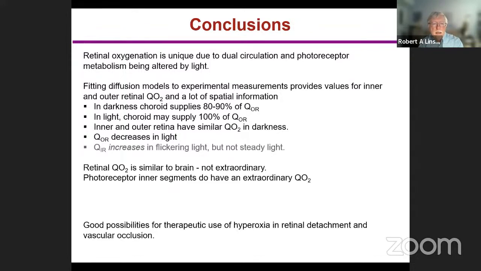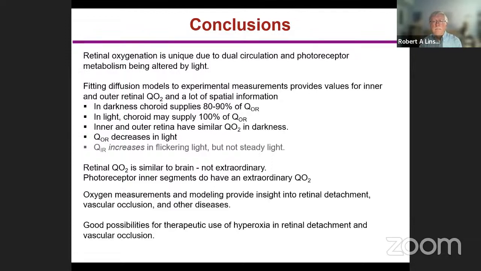It's also interesting that retinal oxygen consumption is similar to the oxygen consumption of the brain. It's not really extraordinary, although photoreceptor inner segments, if you isolate just that little piece, do have an extraordinary oxygen consumption. And then oxygen measurements and modeling provide insight into retinal detachment, vascular occlusion, and several other diseases. So we think that there are good possibilities for therapeutic use of oxygen in retinal detachment and vascular occlusion, and now we just need to get clinicians to use oxygen intelligently.